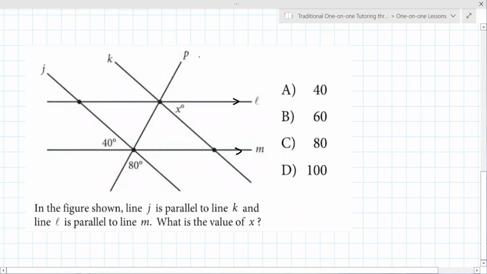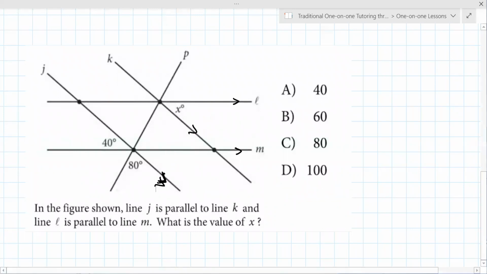Okay, and you can assume a few other things here, like these lines are parallel. You've seen that parallel symbol before, but then they actually go on to tell you that. They say in the figure shown, line J is parallel to line K and line L is parallel to line M. So the thing that you thought was true is confirmed by what's written there. Now they want the value of x.